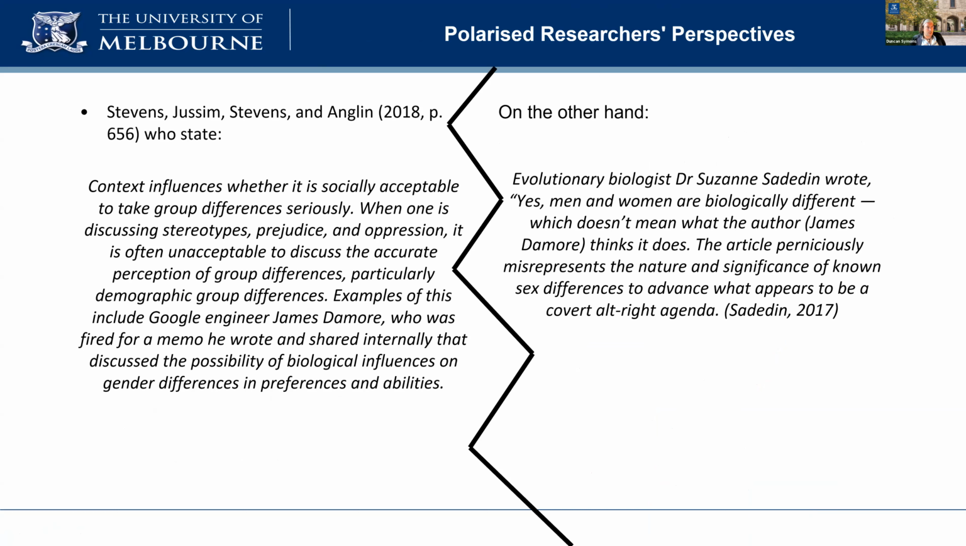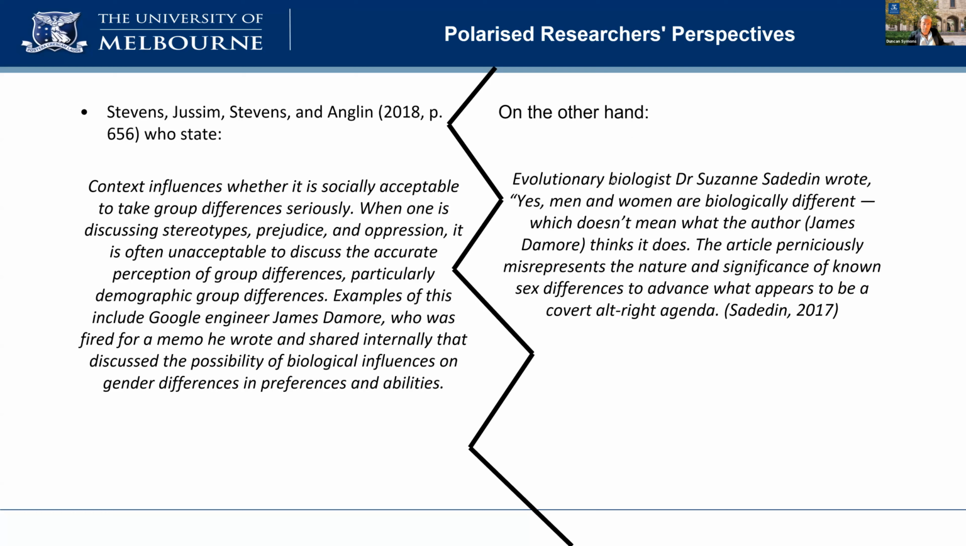So Jessamine Stevens said, context influences whether it is socially acceptable to take group differences seriously. When one is discussing stereotypes, prejudice, and oppression, it is often unacceptable to discuss the accurate perception of group differences, particularly demographic group differences. An example of this was James Damore, who did exactly that and was fired as a result.